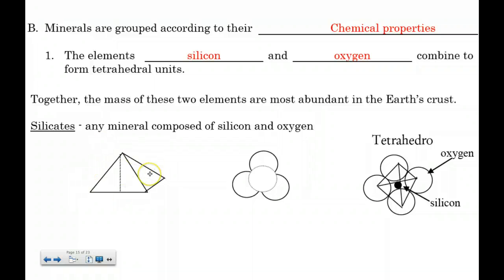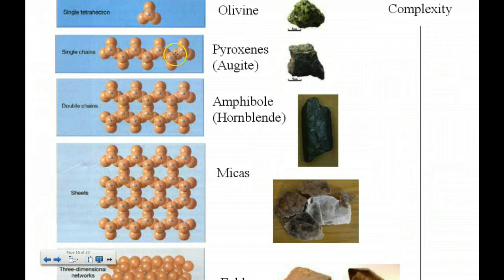And the silicate minerals, the silicates, the ones that are composed of silicon and oxygen, are the most abundant minerals that we have. They make up the most abundant elements in the Earth's crust, and so we have a lot of these silicate elements. And part of the reason is because they can combine in so many different ways.